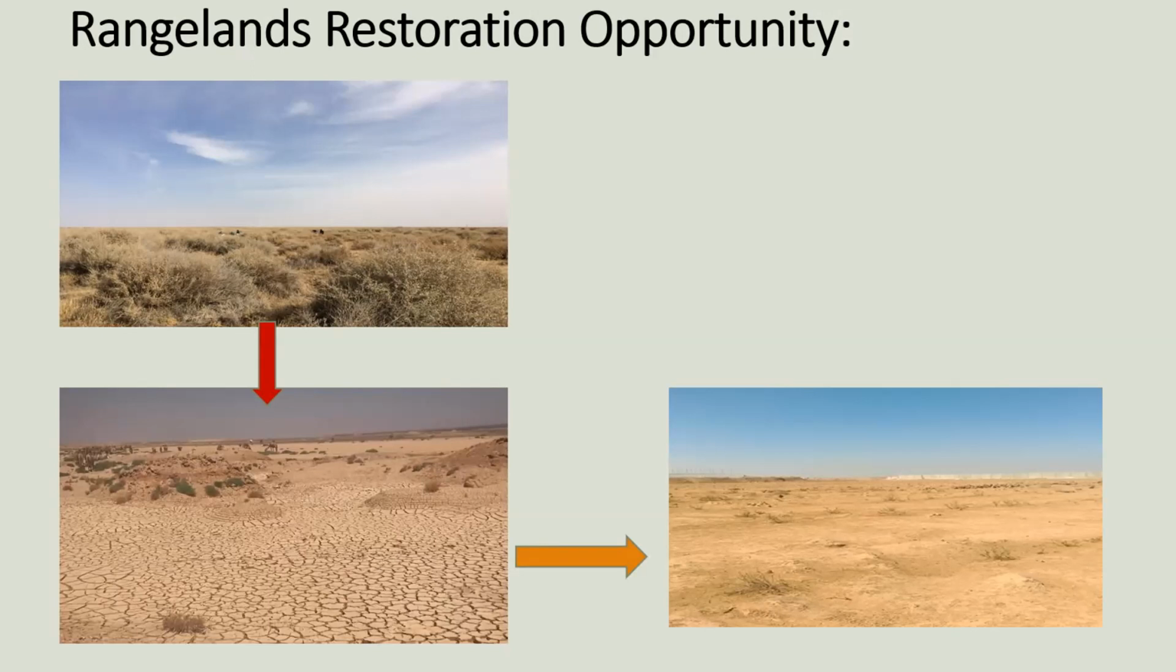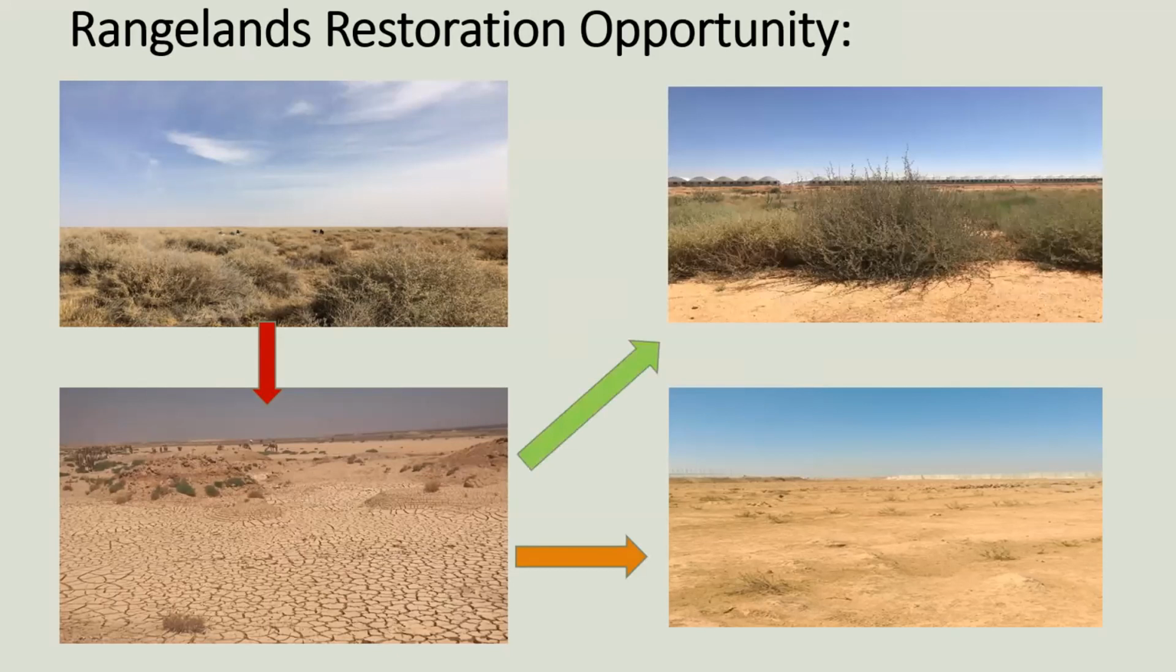So what we are hoping to do is to improve the rehabilitation and restoration programs, moving from a not very successful state to a more successful state. So returning the degraded rangeland into a transition state where it can produce more services and benefits for the local community, but also for the environment in general.